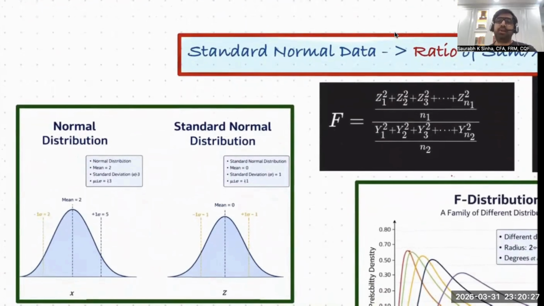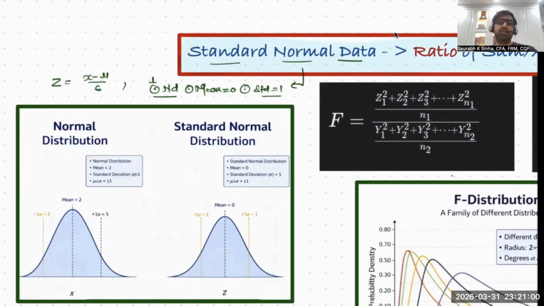What is standard normal data? In very simple terms, you can say this is a Z-score, which is equal to (x minus mu) upon sigma. Or the correct interpretation of standard normal distribution of data is, first, it should be normally distributed. The second condition is the mean should be equal to zero. And the third condition is that the standard deviation or variance should be equal to one. If all these conditions are satisfied, then the data is standard normal data.